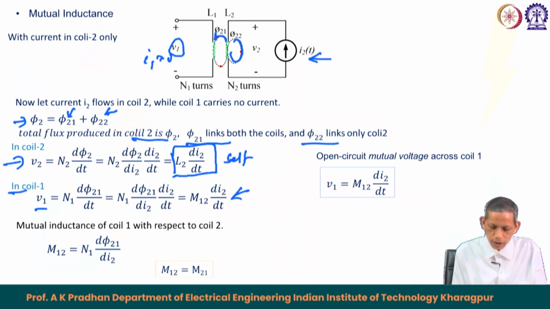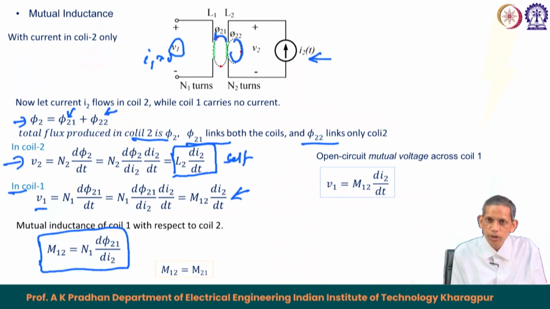So, that results in the corresponding M12 becoming equal to N1 dφ21 upon dI2. N1 is the first coil where we are observing the voltage induced, dφ21 is the linked flux, and the source behind is I2. So, M12 equals N1 dφ21 upon dI2. Now, you can compare the corresponding case versus this.